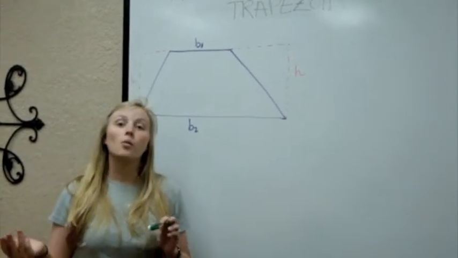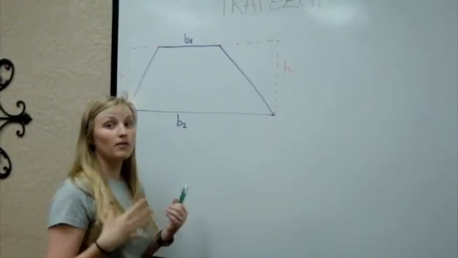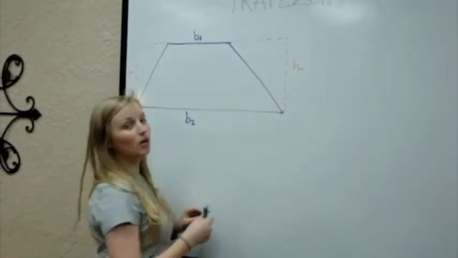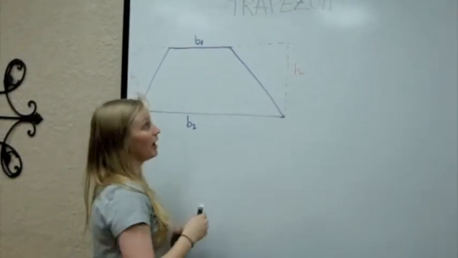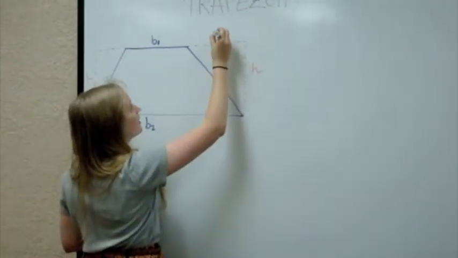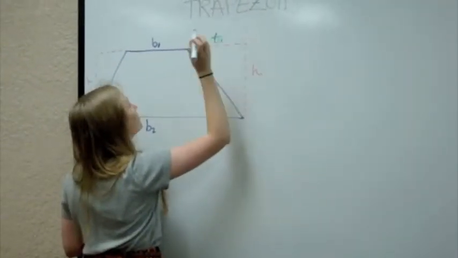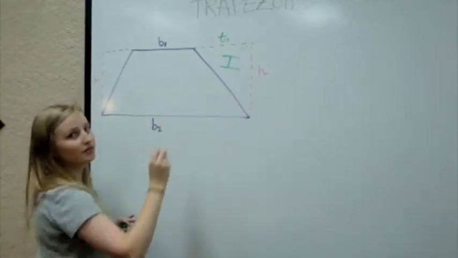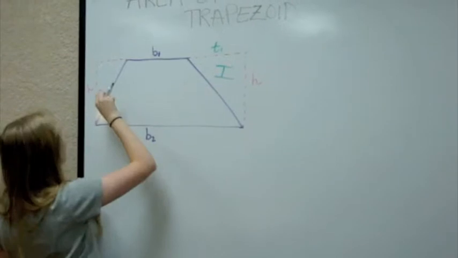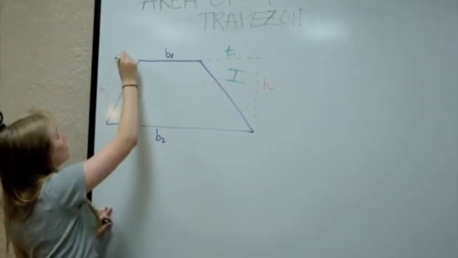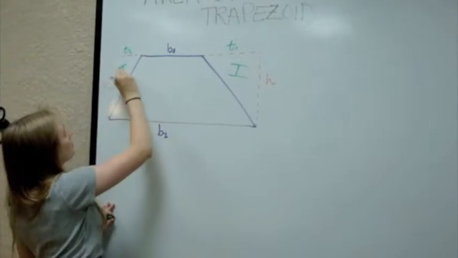Now let's label what else we know about the new figures that we've added to our trapezoid. Now this is a triangle, and a triangle has a base and a height. Okay, we know this is our base, and we will call it T1, for triangle 1. Now over here, we know that this is also a triangle, and this base we're going to call T2, and this is our triangle number 2.